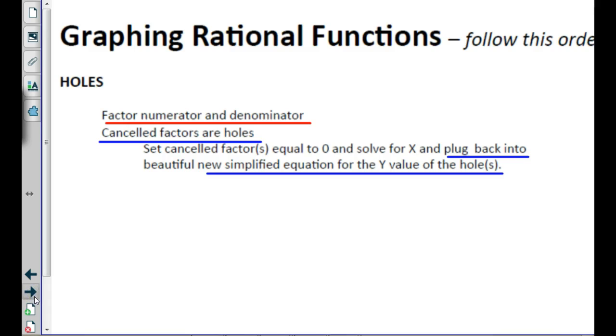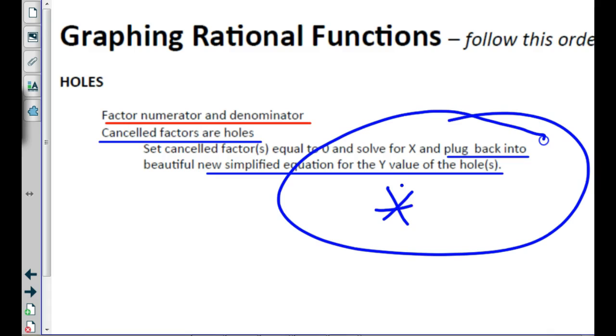All right, this is off 8.5. One side of 8.5. Some of you would like this. It's kind of a play-by-play about how to do these, okay? It says factor the numerator and denominator. If you have any canceled factors, they're holes. You set the canceled factor equal to 0 and solve for x, and then you plug that number back into your new simplified equation. This is how to find a hole.